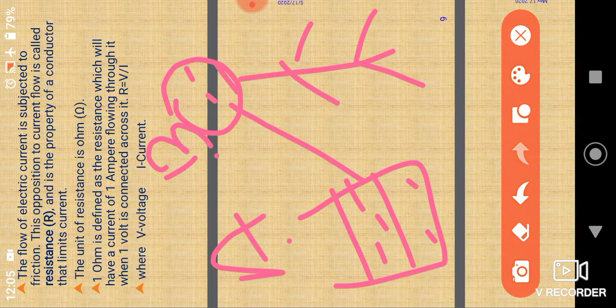Now the second thing, current, the flow of electrons. This much electron flows through this wire, so that much electron is called current. Flow of electron is called current. Resistance: in between, if some restriction comes in the flowing of current, that opposition to current flow is called resistance.